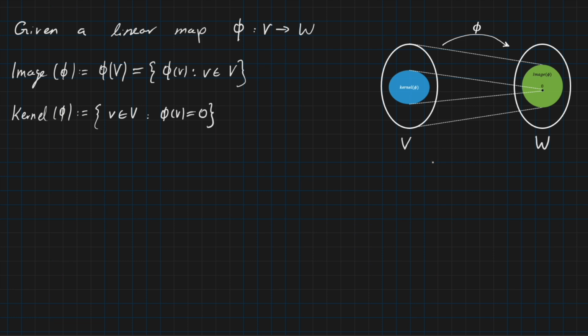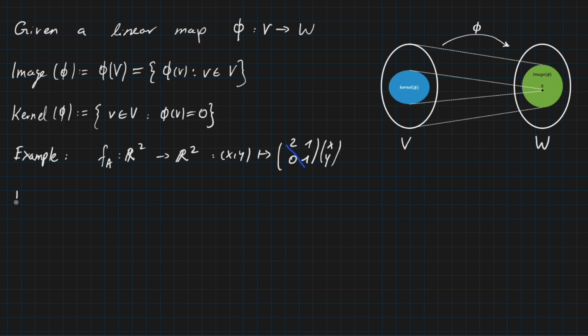So now we will look into one example. And we are given a linear map f_A from R2 to R2, where (x, y) is sent to this matrix multiplied by the vector.